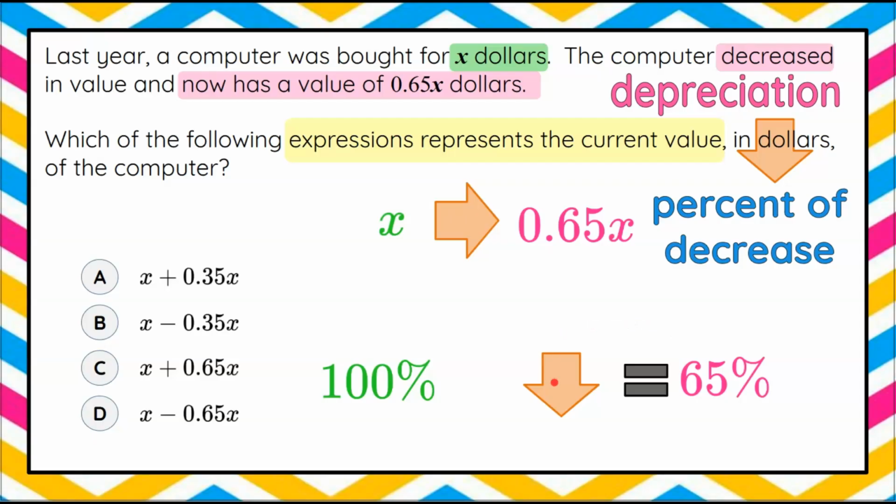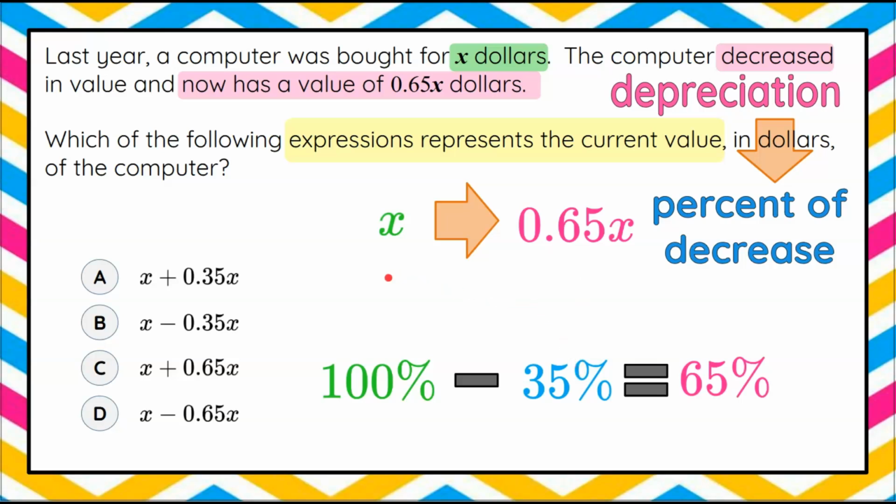So we know it decreased. When we know it decreased, we know that we subtracted 35% to get to 65%. Because what it's worth now is 65% of the original value, and 35% would make it whole. So we know that the percent of decrease to get to 65 was 35.